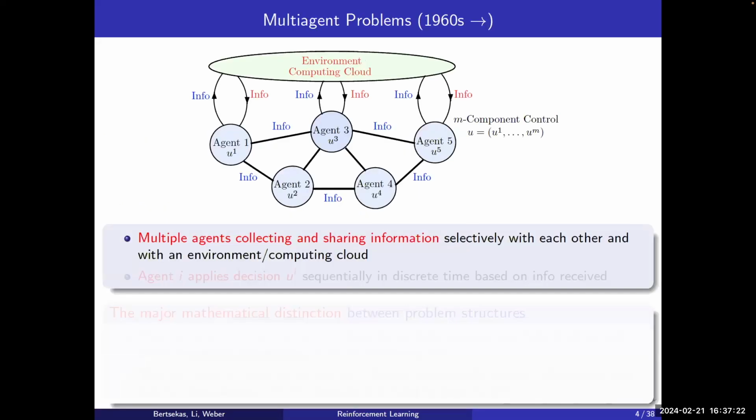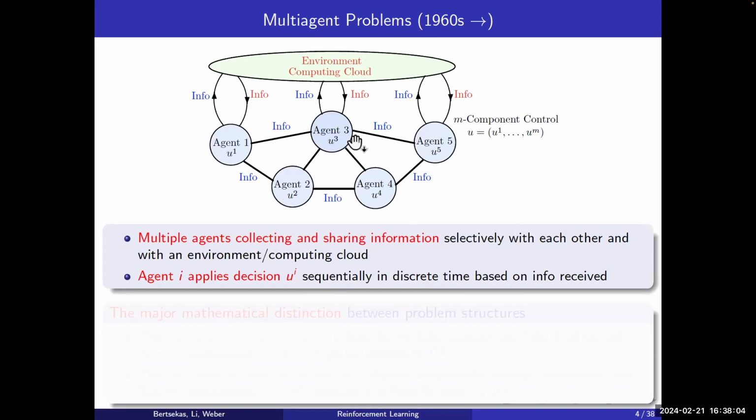Before going to the details of the practical application, I will do a short recap of multi-agent problems and multi-agent rollout. Multi-agent problems are a classical problem that dates back to the 1960s. The key characteristic is that there are multiple agents collecting and sharing information selectively with each other and also with the environment or a computing cloud. Each agent applies its own decision sequentially in discrete time, based on the information available to that particular agent.